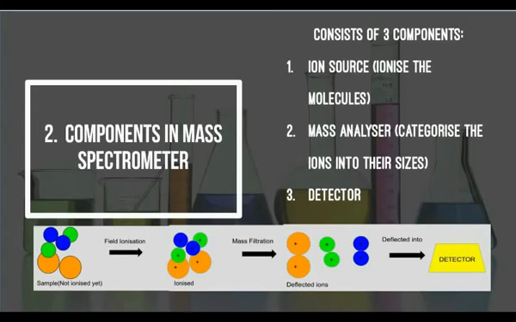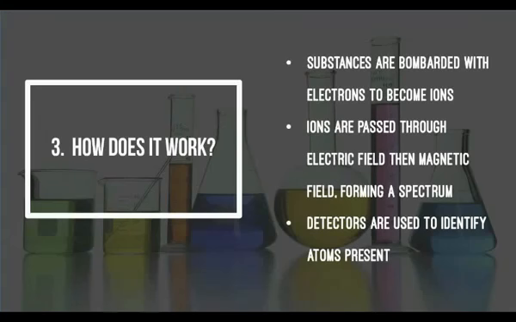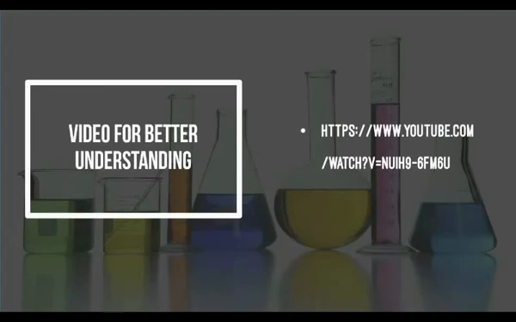There are three main components in mass spectrometry devices, and they are the ion source, mass analyzer, and the detector. The sample will be passed through an electric field and magnetic field, forming charged particles. These charged particles will then be categorized into their different masses under mass filtration, as the lighter ions are deflected more than the heavier ions. The detector will be used to determine what particles are present.